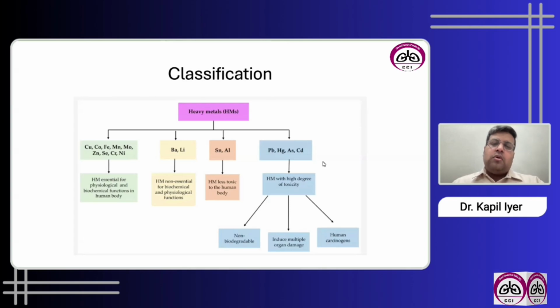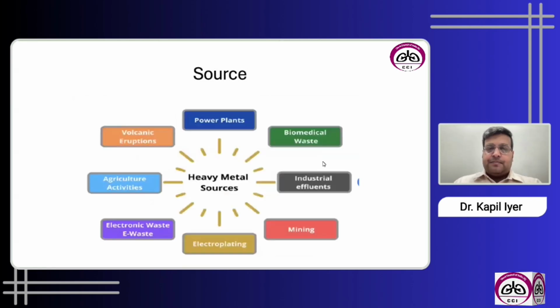These are 4 out of the entire family of heavy metals which have a very high degree of toxicity, and their characteristics are given in the last 3 boxes. First, they are non-biodegradable, so elimination of these elements is really difficult. Second, they don't restrict themselves to one organ system; they affect multiple organ systems. And third, they unfortunately have carcinogenic properties, so you are looking at development of a lot of cancers with exposure to these elements.